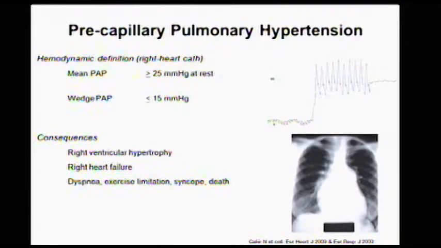Then I think we have to focus a little bit more on pre-capillary pulmonary hypertension. Pre-capillary pulmonary hypertension means, in fact, that the condition is due to pre-capillary remodeling and vasoconstriction. And these pre-capillary pulmonary hypertensive patients do not have left heart disease. If you take 1,000 patients with pulmonary hypertension, 800 will have left heart disease, and they will have post-capillary pulmonary hypertension. And this is not a pulmonary vascular disease. This is a left heart disease with pulmonary hypertension due to elevation in post-capillary pressure.